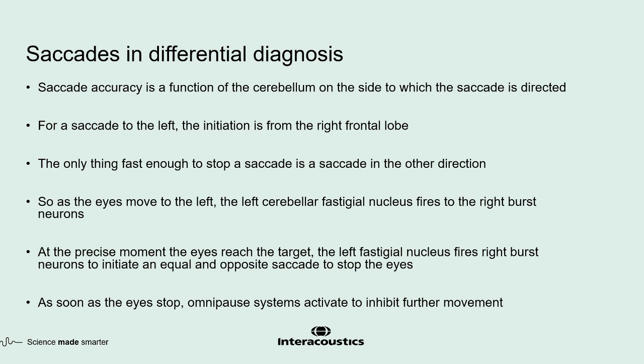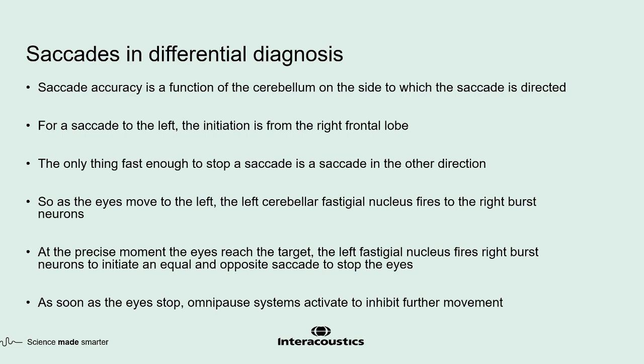Omnipause neurons don't stop saccades. If I'm doing a saccade to the left, I have to initiate an equal and opposite saccade to the right to make the eyes stop. So as the eyes move to the left, the cerebellar fastigial nucleus, the left cerebellum, is involved in saccade generation to the right. It's going to fire right burst neurons.